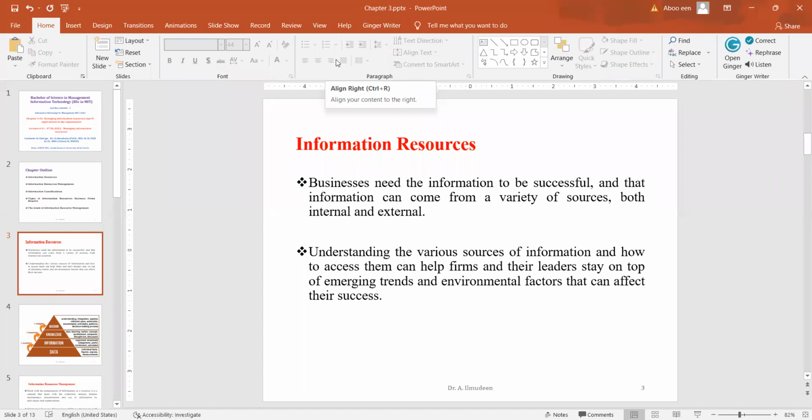For the successful operation of a business organization, they definitely need and use information. Understanding the various sources of information and how to access them can help business firms and their leaders stay on top of today's emerging trends and environmental factors that can affect their success. Business organizations have to tackle or face today's emerging trends and environmental factors. Then only can they be at the top and sustain in their business operations.